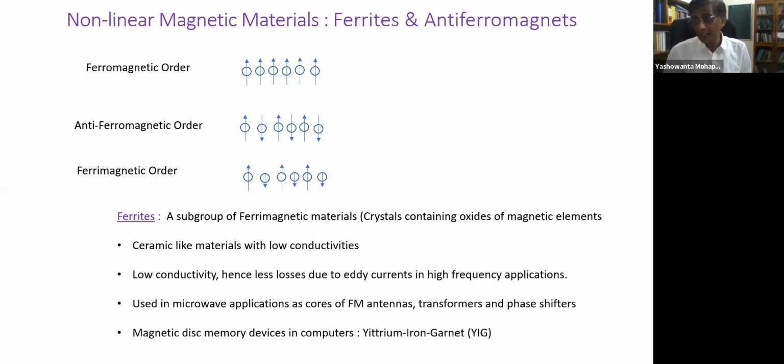Okay, the eddy currents and the losses are less, and hence they are very important in many applications. They're used in microwave applications, as in the case of FM antennas, transformers, and phase shifters. You're going to learn about that. Even magnetic disk memory devices in computers use a hugely important material called yttrium iron garnet, or YIG. This is just for your general knowledge. All right, so let's take some examples.